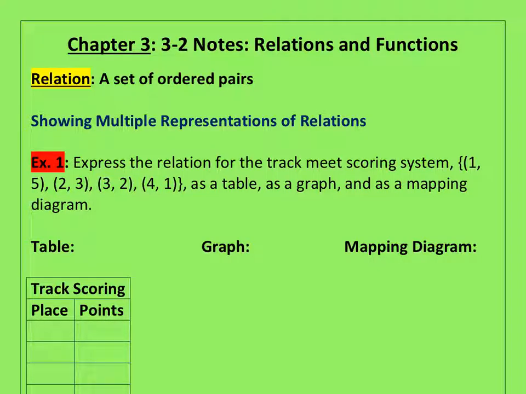Section 3-2 talks about relations and functions. So the definition of a relation is just simply a set of ordered pairs. And a set of ordered pairs would look like what we have here. This is just a set of ordered pairs.